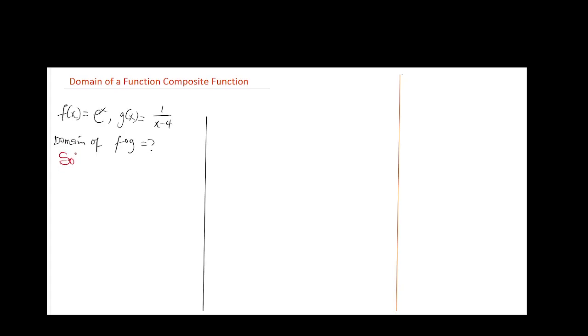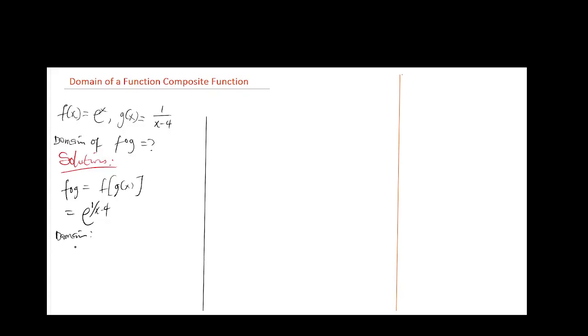Solution. First, let's evaluate the composition. F of g will give us f of g of x, meaning anywhere we see x in f, we'll replace it with g of x. And our f is the exponential function, so instead of writing x here, we are going to replace it with g of x, which is 1 all over x minus 4. Now this is the composition. How do we find the domain?